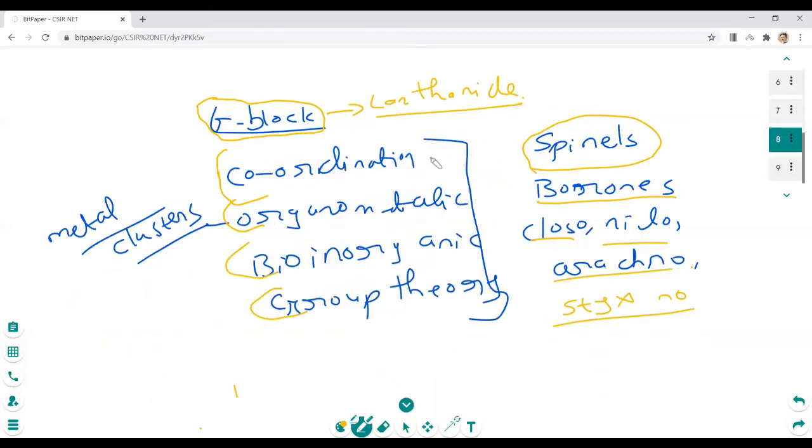What are all the important topics? I reiterate: coordination, organometallic, bioinorganic, and group theory. I suggest group theory if possible, but a lot of people may not be comfortable with it. People who do not like maths that much may not like group theory, so it's up to you. But if you are taking inorganic seriously and want it as your front runner, then take coordination, organometallic, bioinorganic, plus spinels, boranes in the closo, nido, arachno classes I have mentioned here, and F block, extremely seriously. Read them religiously along with the question papers.